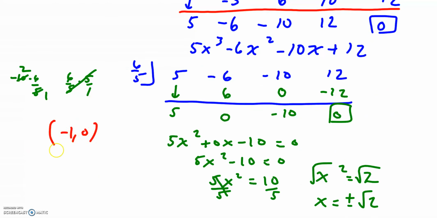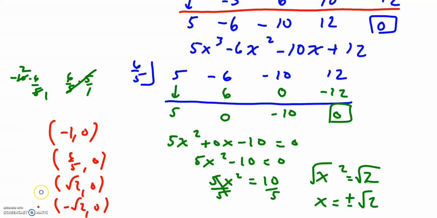So we'd have -1, 0, 6/5, 0, positive root 2, 0, and negative root 2, 0. So these are all my rational roots. Doesn't look like we have any imaginary this time.